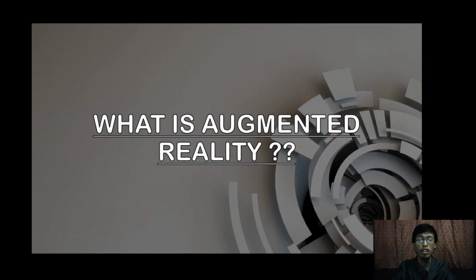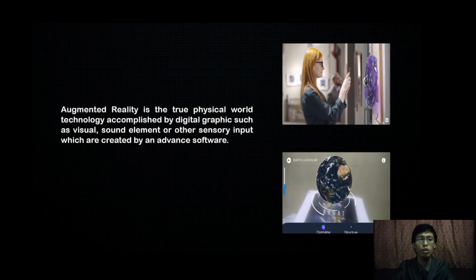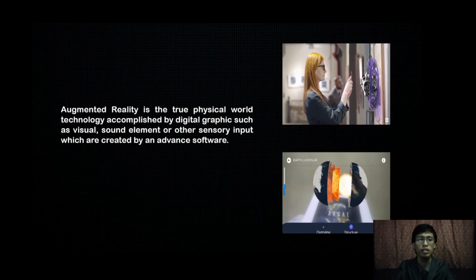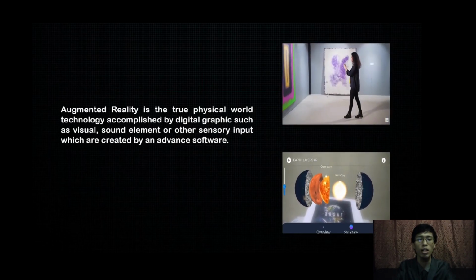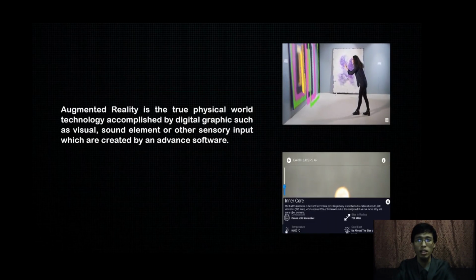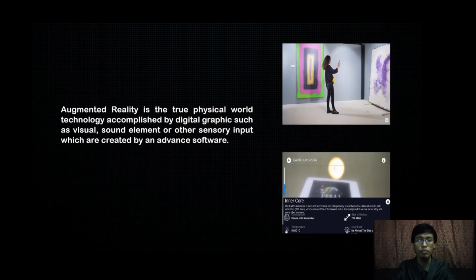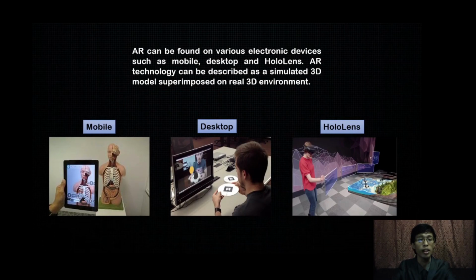What is augmented reality? Augmented reality is the true physical world technology accompanied by digital graphics such as visual, sound elements, or other sensory input which are created by advanced software. For the figure beside, we can see the 3D model pop out from the picture they had scanned. AR can be found on various electronic devices such as mobile, desktop, and HoloLens. AR technology can be described as a simulated 3D model superimposed on a real 3D environment.